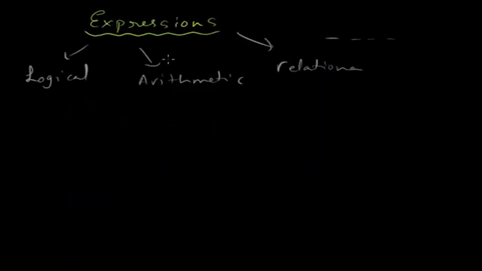Let us turn our attention to expressions now. Expressions are of different types. If that expression contains logical operators, then it's a logical expression. If it contains arithmetic operators, it's an arithmetic expression. Same with relational, and there are a lot of various types of expressions. Now if you don't know, an expression is nothing but something which contains operators and operands, right?